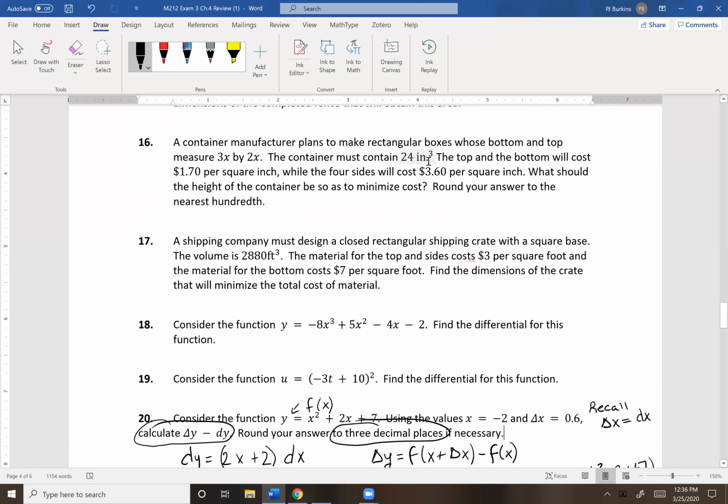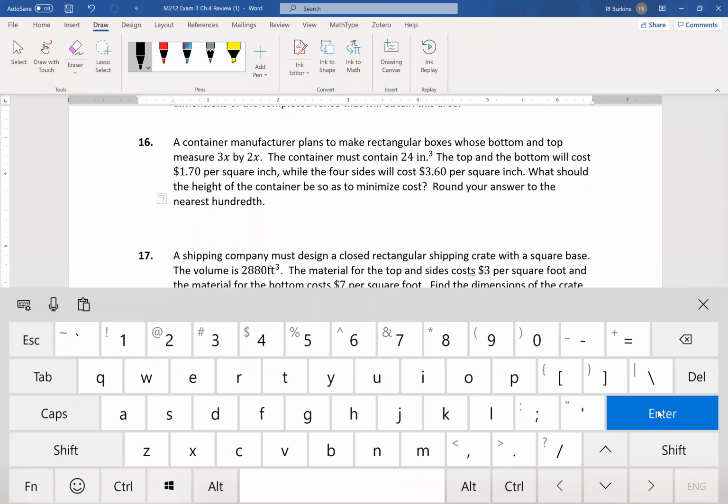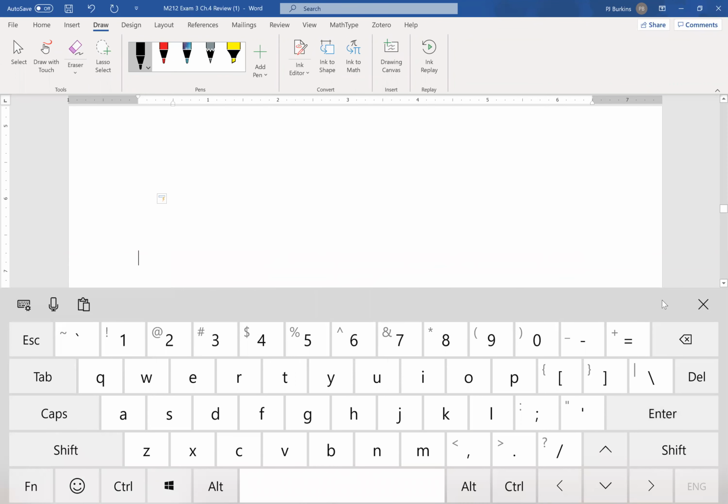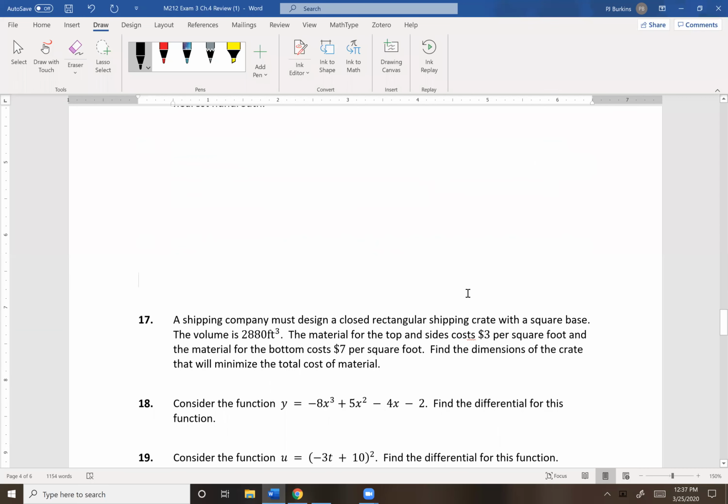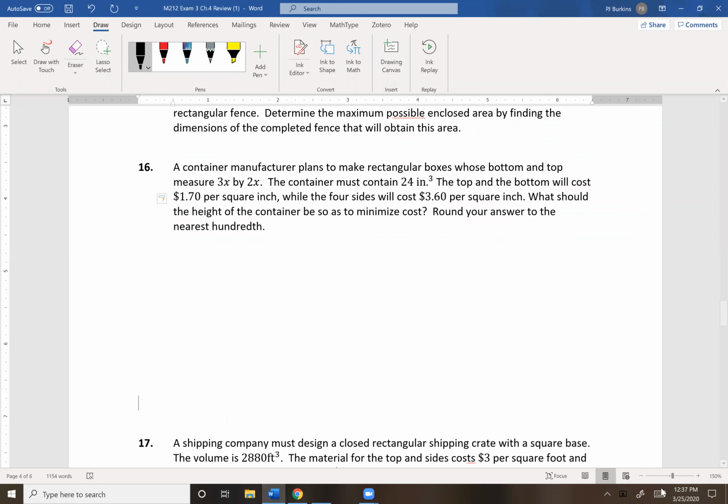It's an error. Now there should be another period there. All right, the top and the bottom will cost this much. The sides this much. What should be the height of the container to minimize cost? Do you guys want to try this one? Yeah. Yeah, it's not going to be enough room.